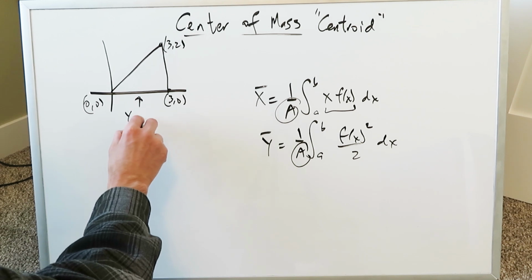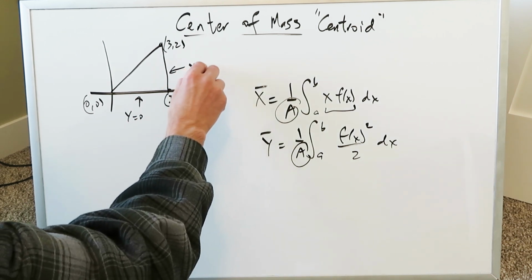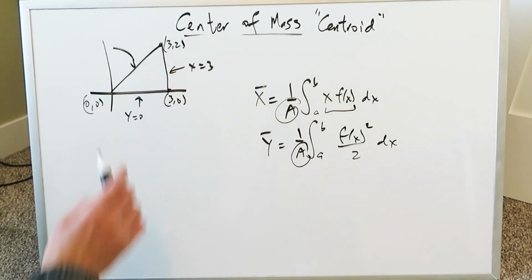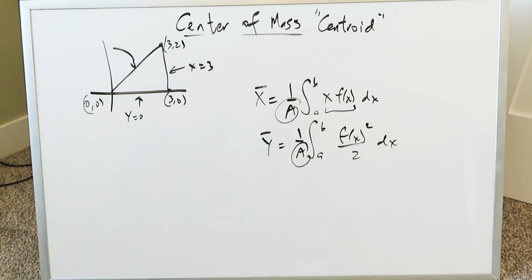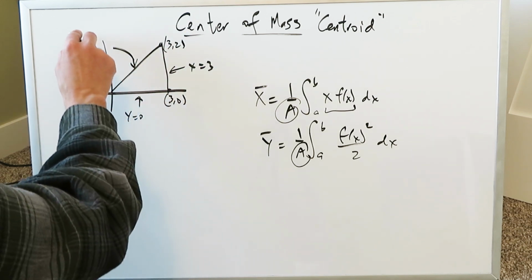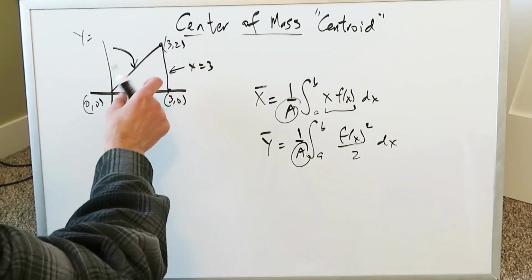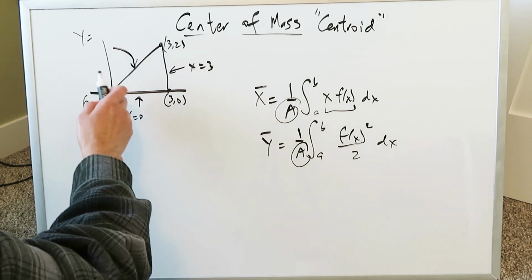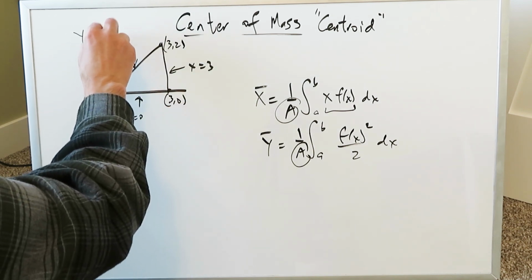You have something here which is y equals 0. You have here an x equals 3, and then you have this equation which you can easily determine because you have all the coordinate pairs. It's a straight line, y equals mx plus b, but you can do the slope value determination and then the y-intercept and all of that. You'll have y equals 2 over 3 x.